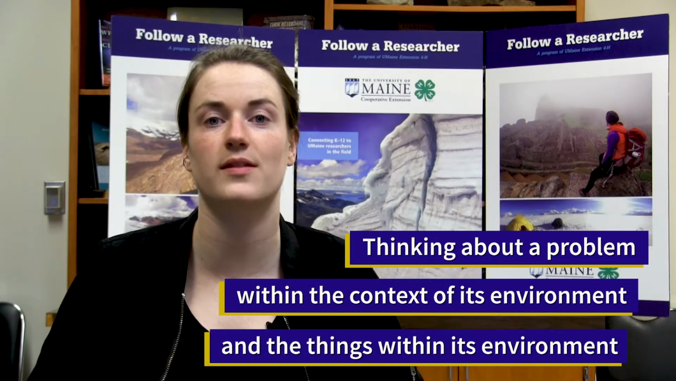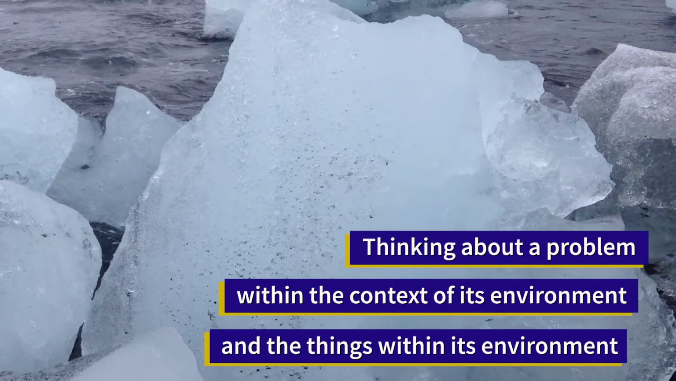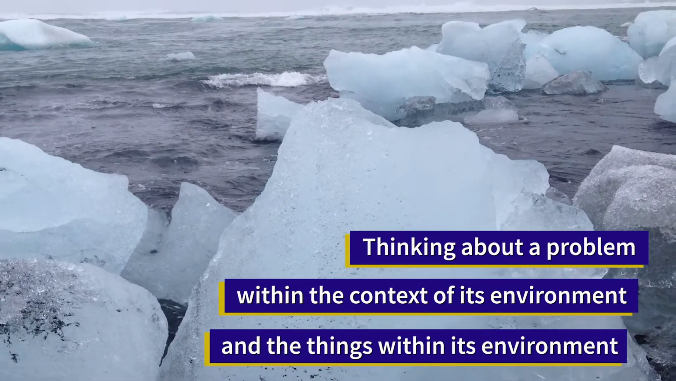A systems approach to science is a way of thinking about a problem within a broader context of its environment and the things within its environment. To more thoroughly introduce the concept of systems and system models, I'm going to give you an example of how an impact on one resource on my farm growing up had effects that reached beyond just that one resource.